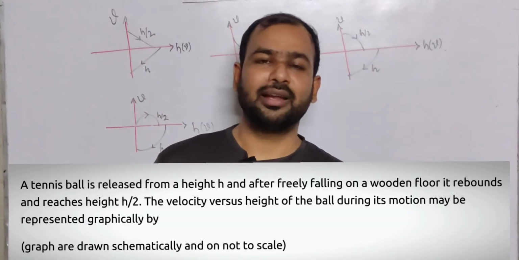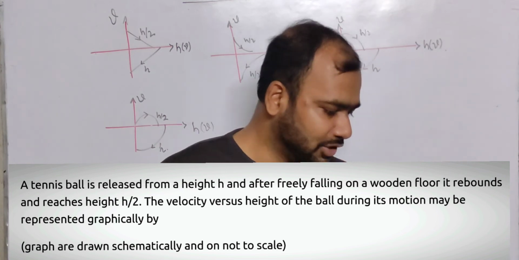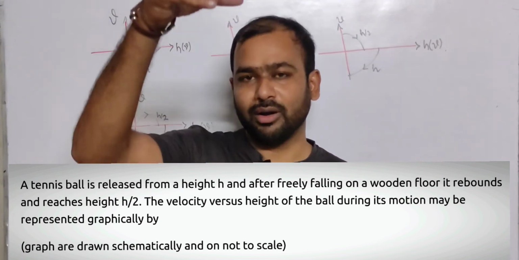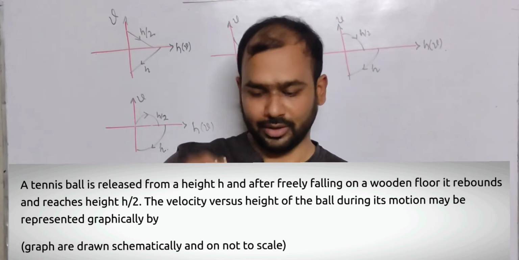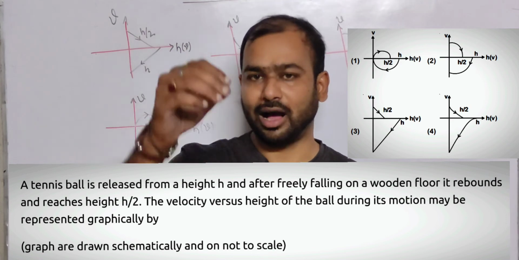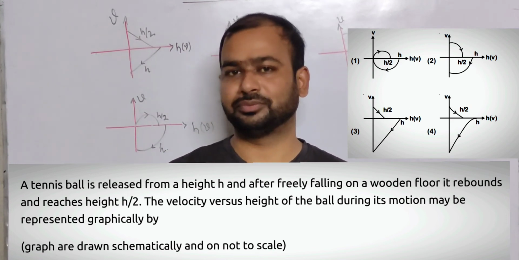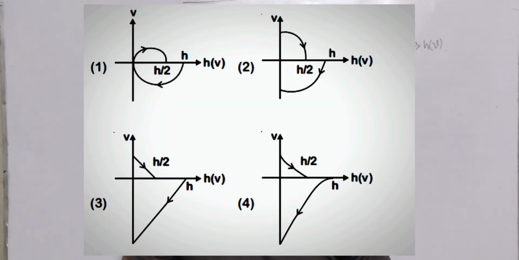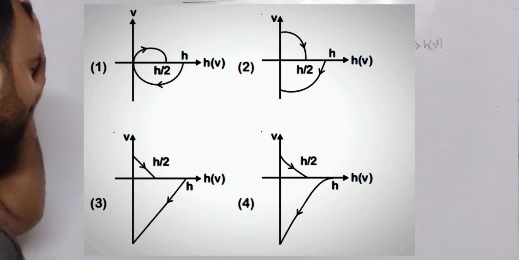Next question on your screen. It was asked in JEE Mains 4th September 2020. A ball was released on a wooden floor from a height h. After it rebounds, it reaches height h by 2. 4 graphs are given in the options. We have to select the correct graph from it. These are the 4 graphs.